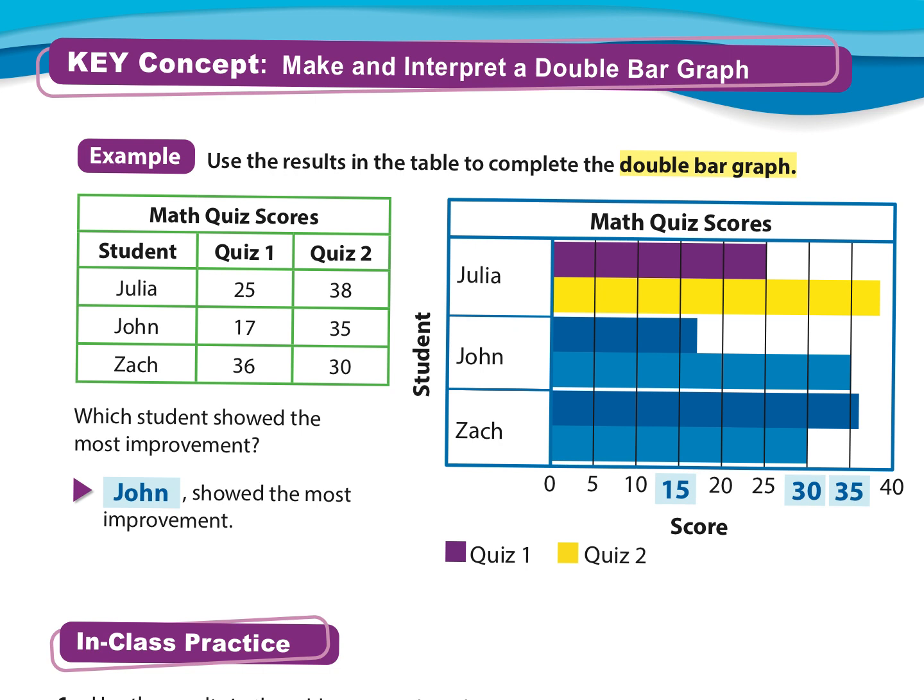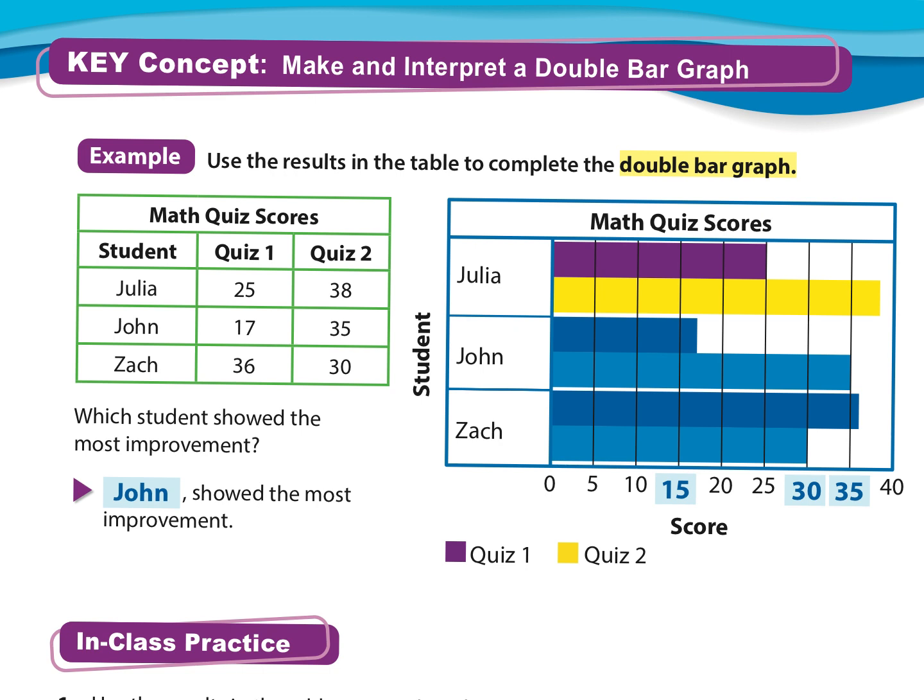So this is already completely done for us. We've got all of my information in the table here. It's comparing math quiz scores. So I can see for Julia, I have quiz 1 and quiz 2. Quiz 1, which color do you think is represented by quiz 1? Purple or yellow? Purple, because look down here, it's a 25. And then for the yellow, it's between 35 and 40. So it's at 38, so it's out of 40. It's not out of 100.